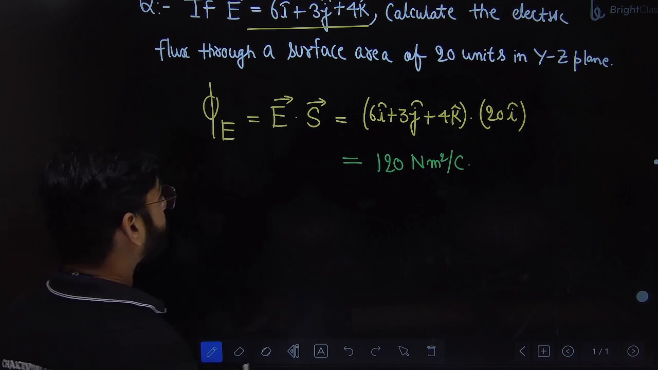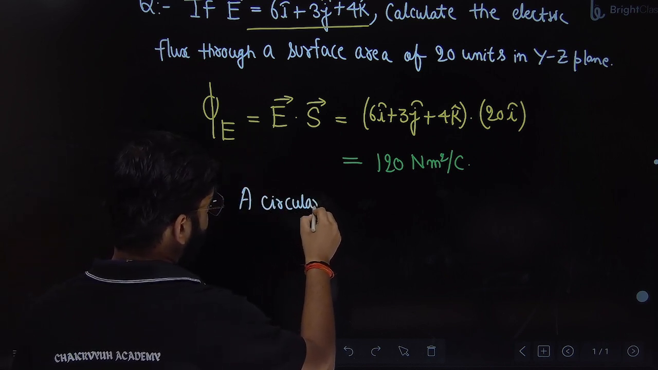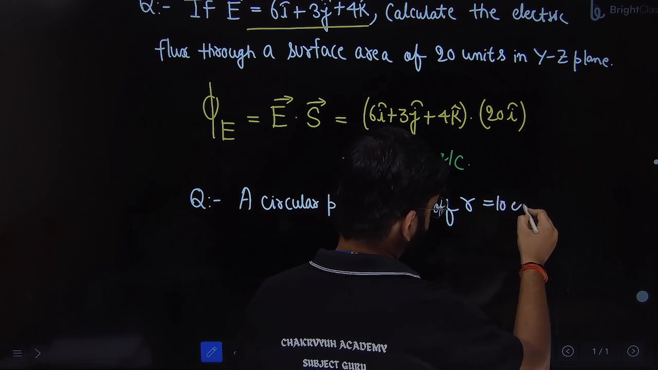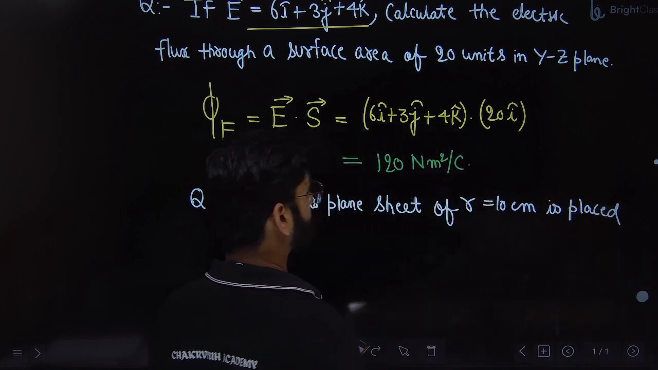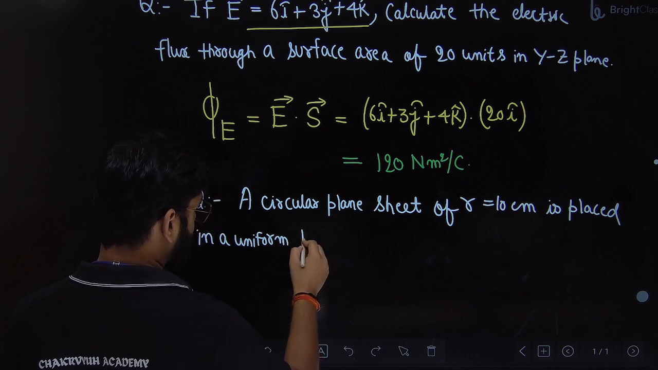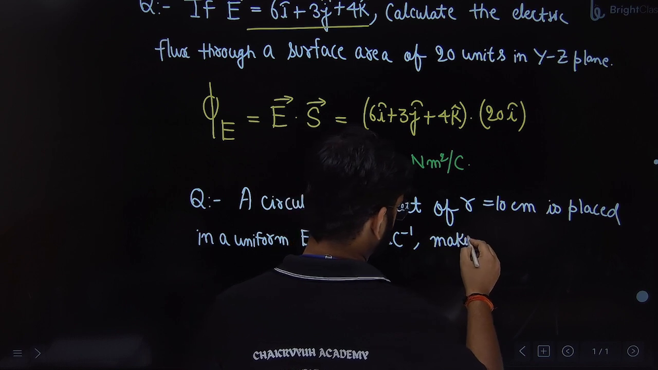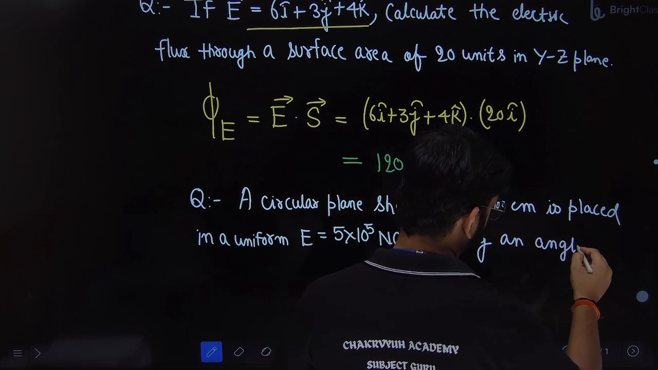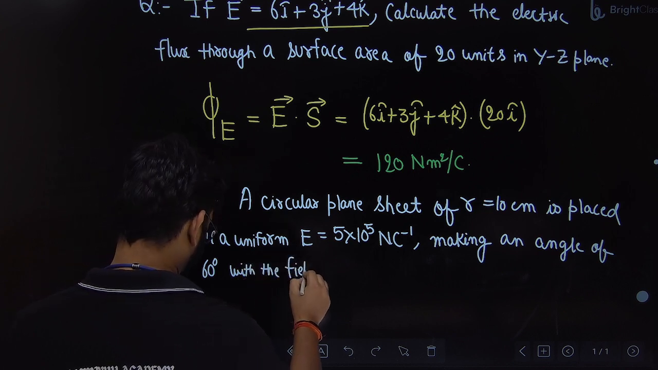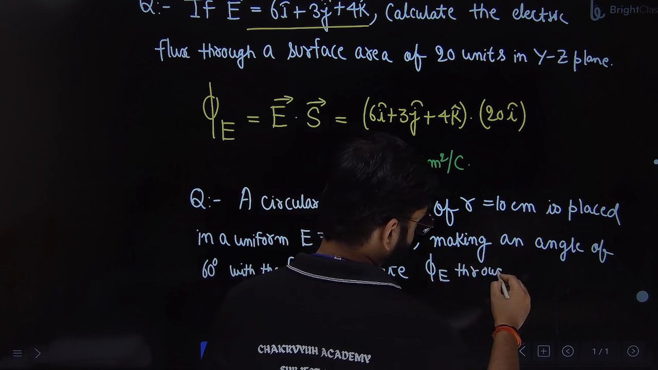So the next question is: a circular plane sheet of radius 10 centimeter is placed in a uniform electric field of 5 into 10 to the power 5 Newton per coulomb, making an angle of 60 degree with the field. Calculate the electric flux through the sheet.